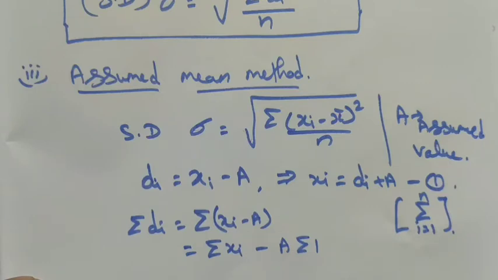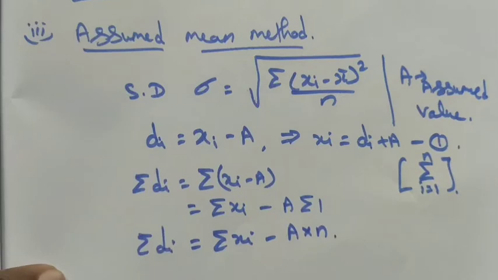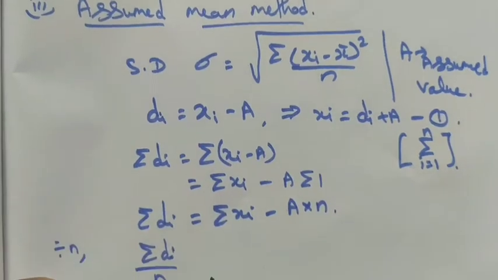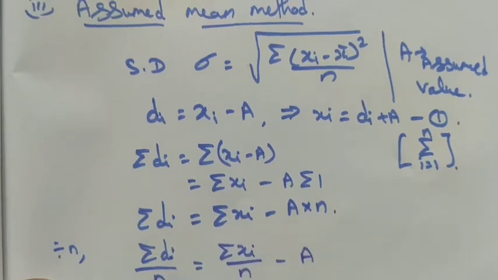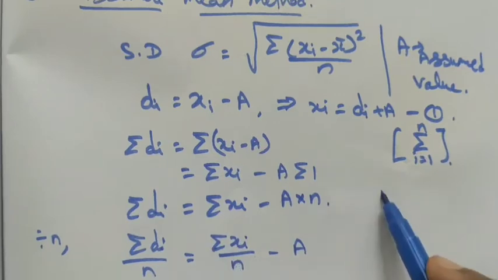So summation xi minus a into n. So summation di is equal to summation xi minus a into n. So divide by n in all terms, we get summation di divided by n is equal to summation xi divided by n minus a. So now see here, summation xi divided by n is nothing but x bar.